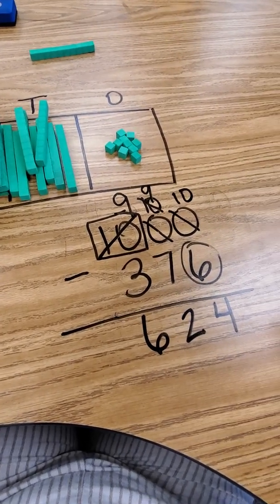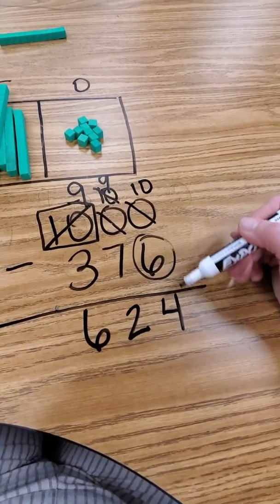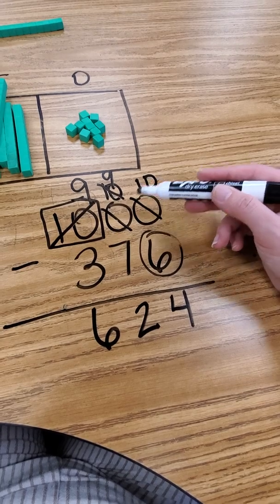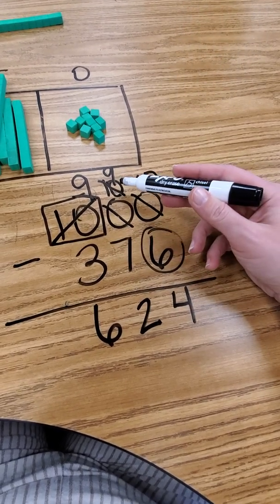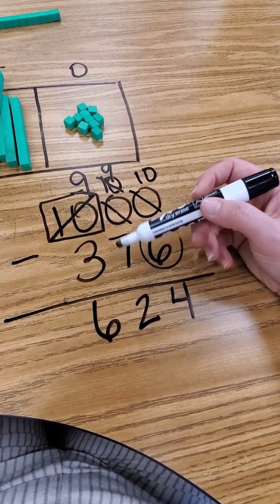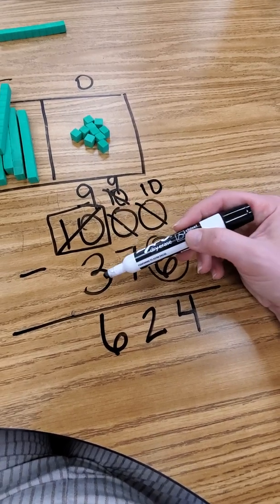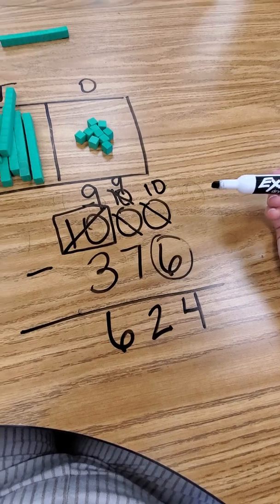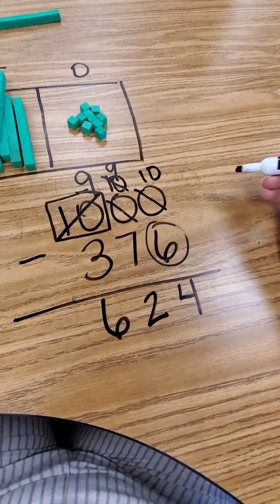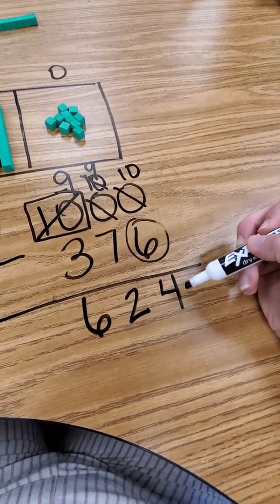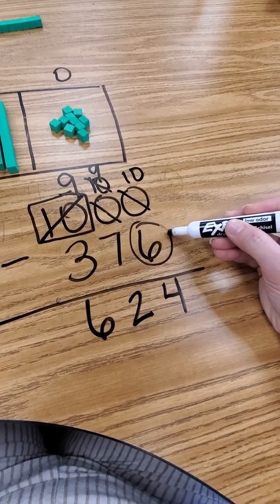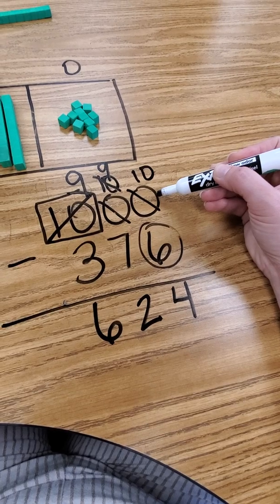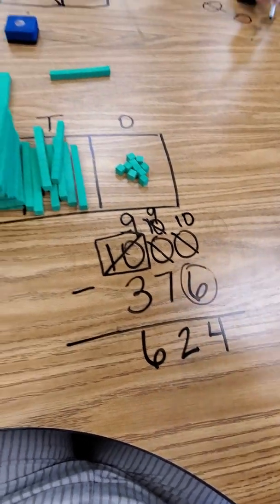And I tell them always do a little double check. So 6 plus 4: 6, 7, 8, 9, 10. Yes, it does equal 10. 7 plus 2, does that equal 9? 7, 8, 9. Good. 3 plus 6, does that equal 9? 6, 7, 8, 9. If it's good and all your digits add up, you've subtracted. And again, they could also add 624 plus 376 to make sure that they got back to 1,000. Whichever way they want to check it is totally fine.